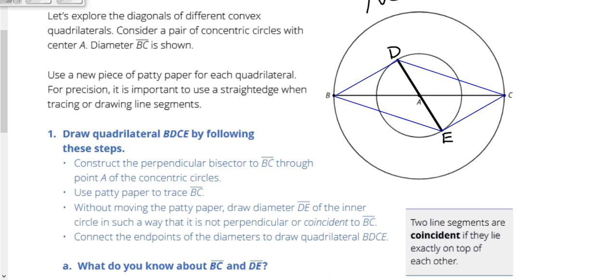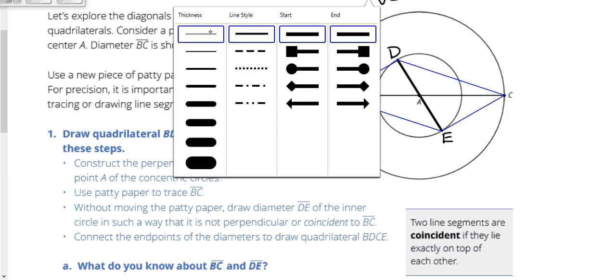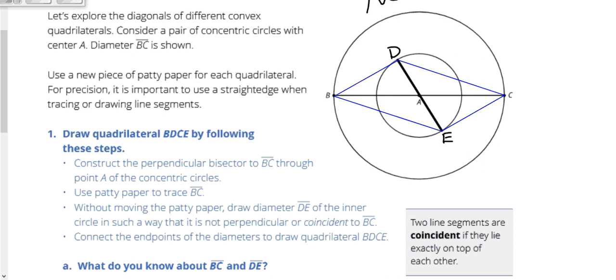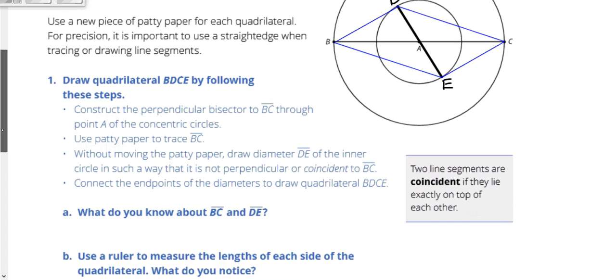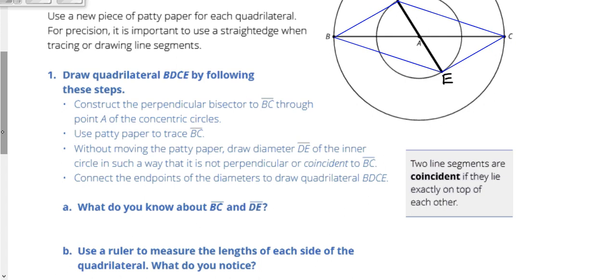Again, remember we have BC, that's the diameter of the larger circle, and DE, that's the diameter of the smaller circle. So even though we have concentric circles that have the same center, we know that BC is not equal, or not congruent, to DE. So we know that those two diameters of the circle are not equal.